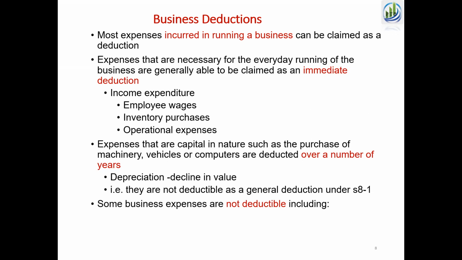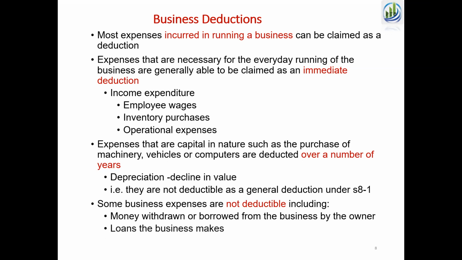Some business expenses are not deductible. Number one, money withdrawn from the business bank account or borrowed from the business by the owner is not deductible. Why? Because that's a liability item. As I said, if you borrow any money, or if you pay any money from that borrowing and lending, it is considered a liability item and is not going to be deductible from your income tax.